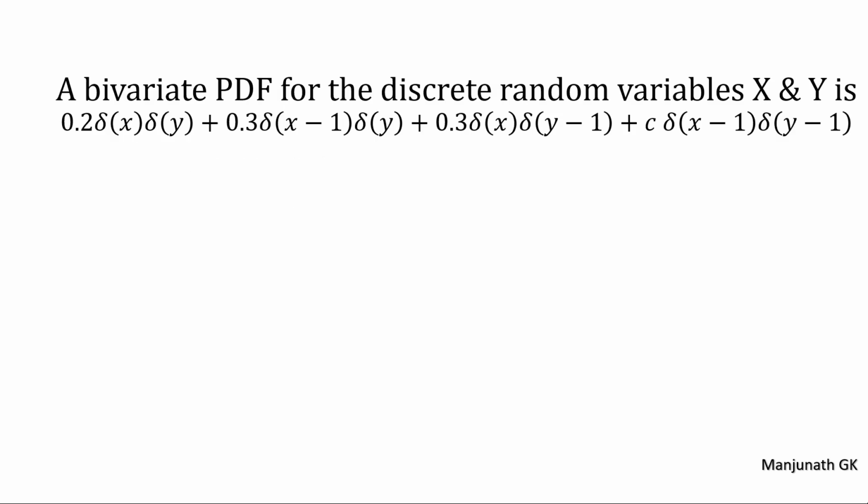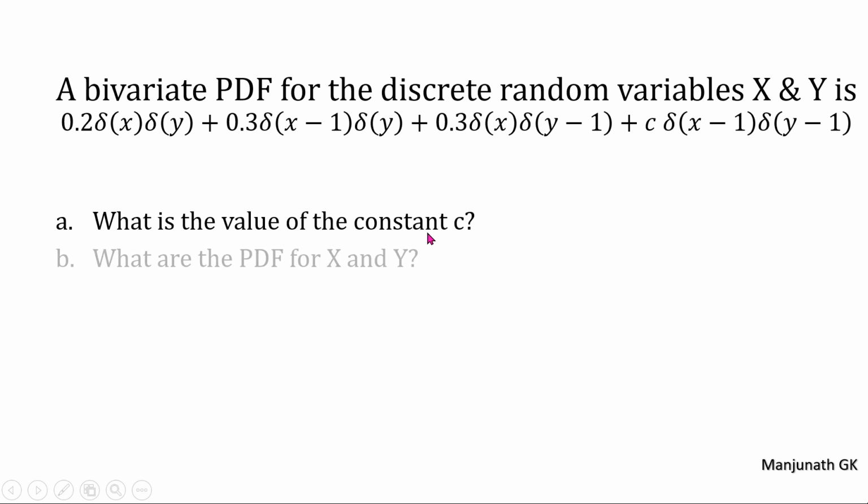A bivariate PDF for the discrete random variables x and y is 0.2 δ(x)δ(y) + 0.3 δ(x−1)δ(y) + 0.3 δ(x)δ(y−1) + c δ(x−1)δ(y−1). For this, what is the value of the constant c?